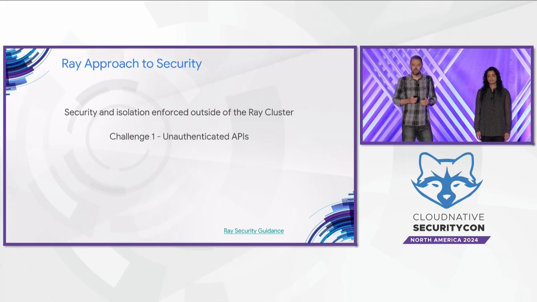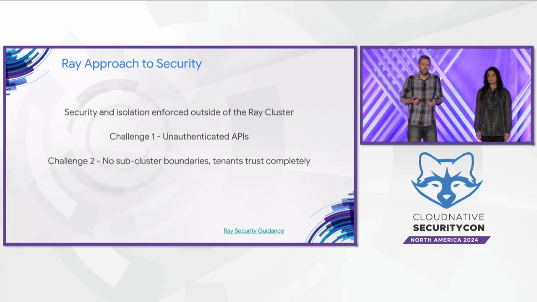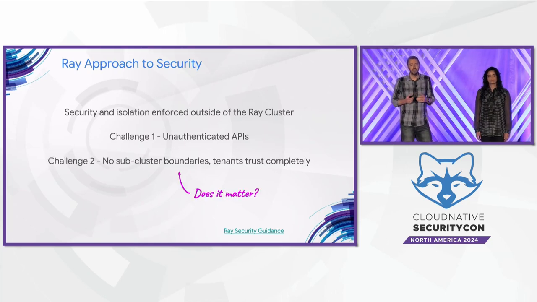That leaves us with a couple of different challenges. The first is that there's no system of authentication or authorization built into Ray, so you've got these unauthenticated APIs that are pretty powerful and can schedule jobs. You need to protect those somehow. The second one is maybe a problem or maybe not, depending on how you're using the cluster. Inside that cluster, it's a big shared process, so there are no sub-cluster boundaries in there. Everyone using the cluster has to trust everyone else using the cluster.